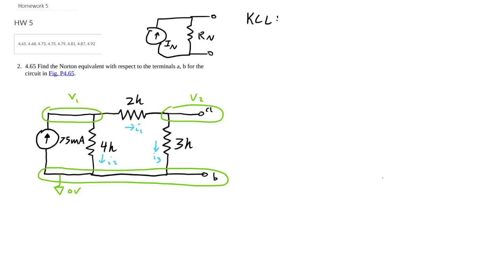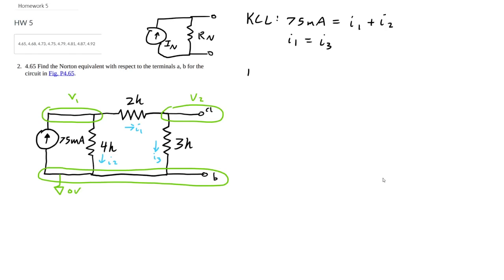So we're going to do KCLs. We could say that the 75 milliamp, we'll call it I source. So 75 milliamps is our source current, and then I1 and I2 are leaving. And we have another KCL for the node V2. I1 is going in, I3 is leaving. Okay, so that's our equations, our KCLs for that.